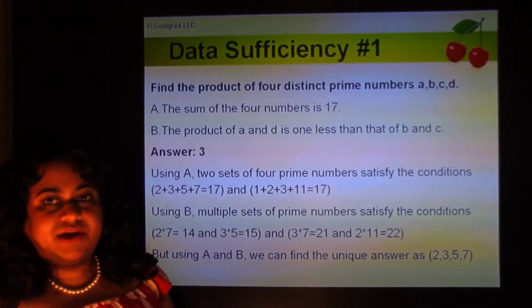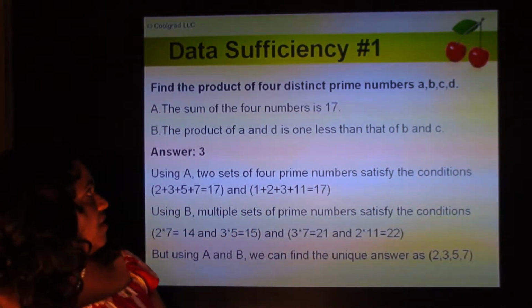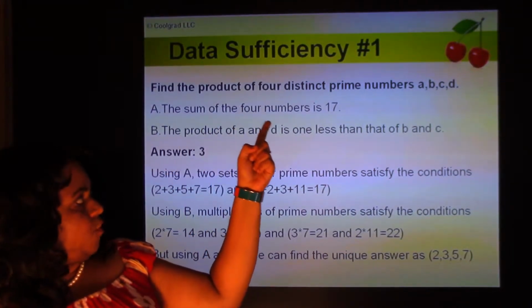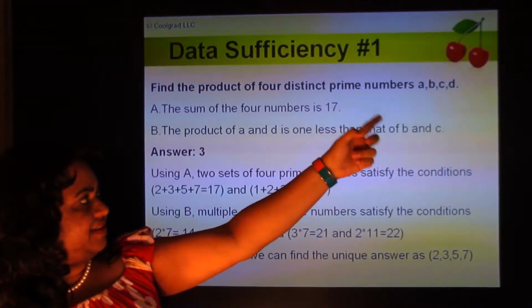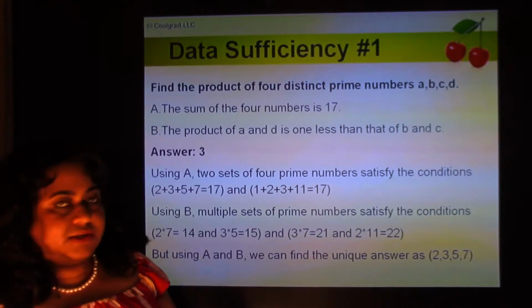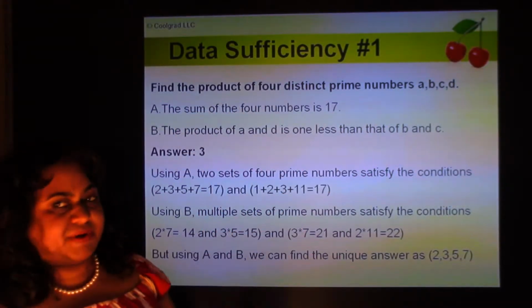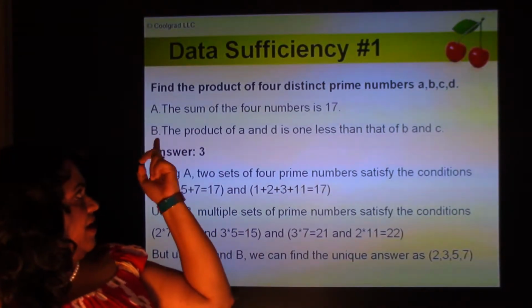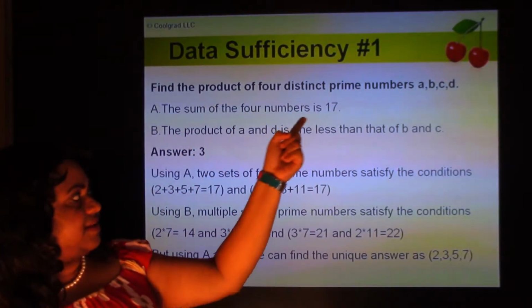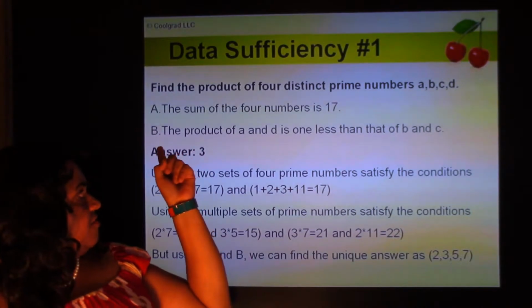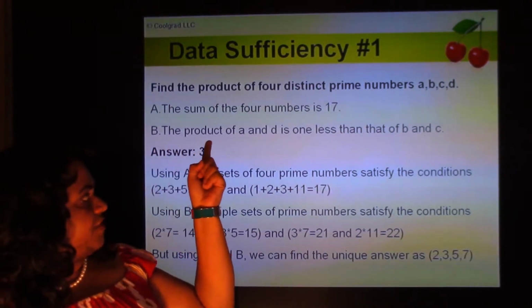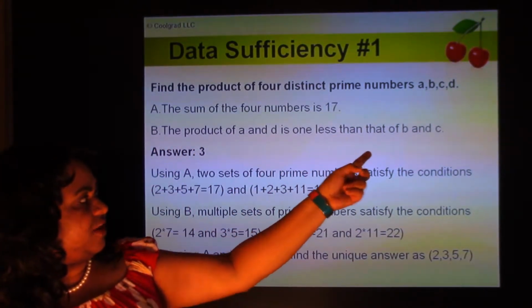So let's take a look at our problem number 1. Find the product of 4 distinct prime numbers, A, B, C and D. So A, B, C and D are prime numbers. That's all we know from the question statement. From statement A, the sum of the 4 numbers is 17. Statement B, the product of A and D is 1 less than that of B and C.